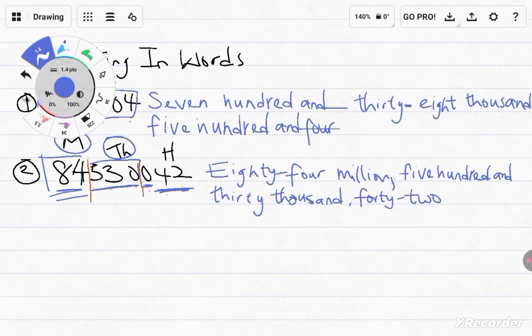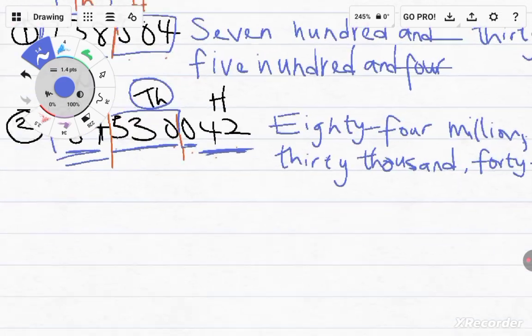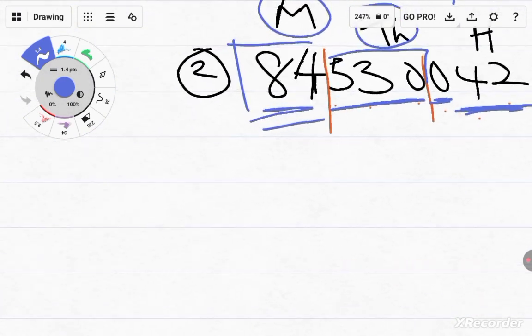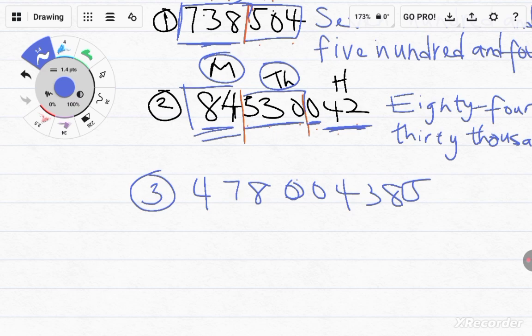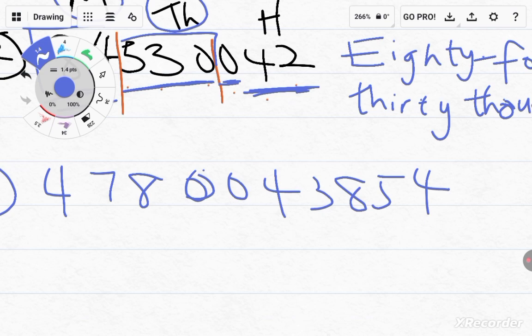After labeling, you start writing in words from the front, and you write in words per each group. So I want you to try this on your own, and then show your learner's guide for assessing if you truly understand this topic before proceeding to your classwork. So I want you to try this number 3: 478,004,3854. Try it and show your learner's guide so that he or she can assess if you have understood this topic before moving to the class exercise attached to this video.